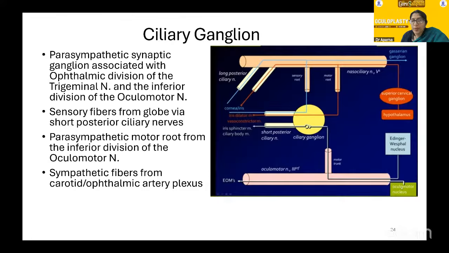So there are sensory fibers from the globe via the short posterior ciliary nerves, which are entering the ciliary ganglion. There is a parasympathetic motor root from the inferior division of the oculomotor nerve, which synapses inside the ganglion, and the short posterior ciliary nerve. There will be motor supply to the iris sphincter and the ciliary body, and there are sympathetic fibers from the carotid or the ophthalmic artery plexus, which are also entering the ciliary ganglion without any synapse.